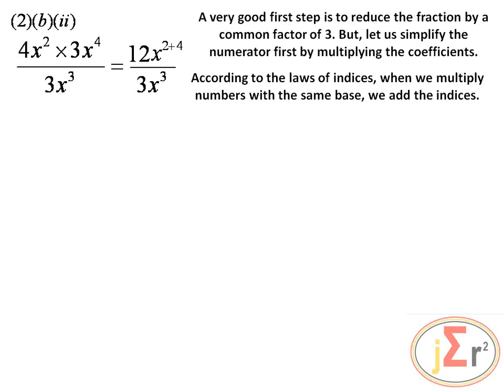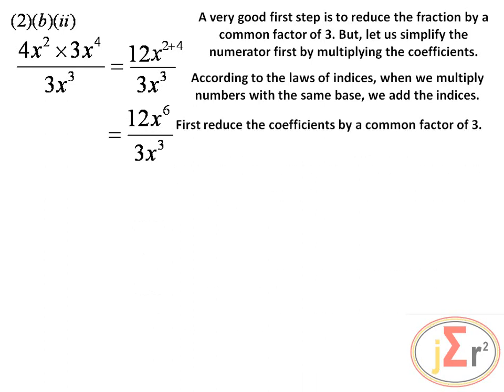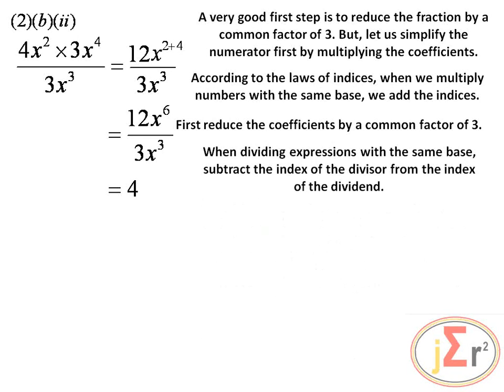Again, we will divide by 3x cubed. First, reduce the coefficients by a common factor of 3. 3 into 12 is 4, no problem with that. When dividing expressions with the same base, subtract the index of the divisor from the index of the dividend. So 6 minus 3, and the result is 3. So we will have 4x to the power of 3, 4x cubed as our answer.